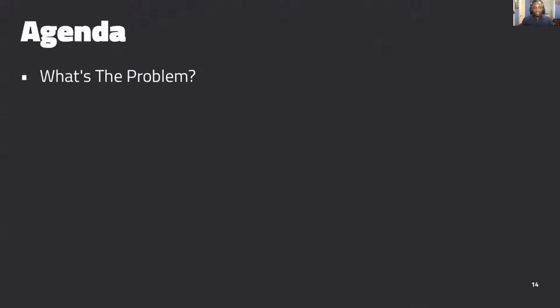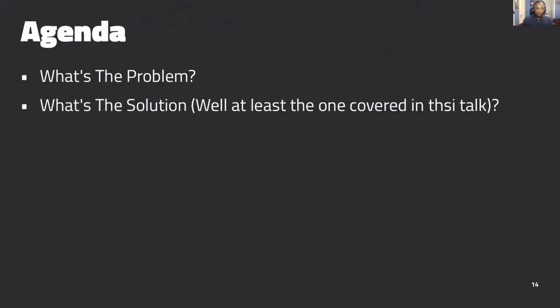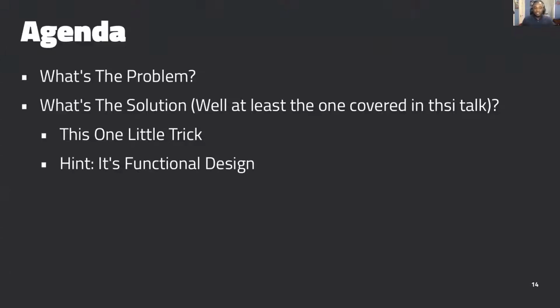I'm going to outline, as best as I can, some of the problems I've seen in working in enterprise and how functional programming and functional design can help. Oh, I think I already gave away the solution, at least the one covered in this talk, apart from the fact that I spelt this wrong and missed it. There's this one little trick, and here's the hint. As I said before, it's functional design.